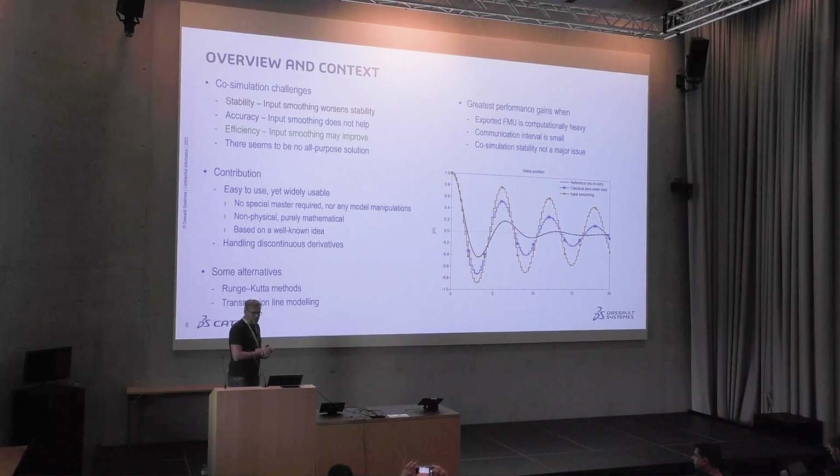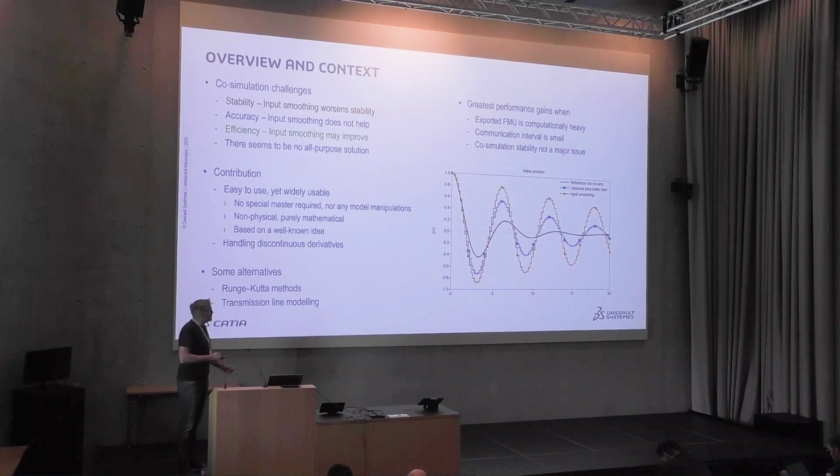I think where it's usually very useful is, first of all, the exported FMU has to be computationally heavy. If it's very easy to solve the FMU, it doesn't really make any difference. The communication interval should be small, and stability shouldn't be a big issue. One particular use case is real-time simulation, where you usually have a very small communication interval, and it is kept small not for stability or accuracy reasons, but due to real-time requirements. This is one use case where we have seen orders of magnitude speed up.